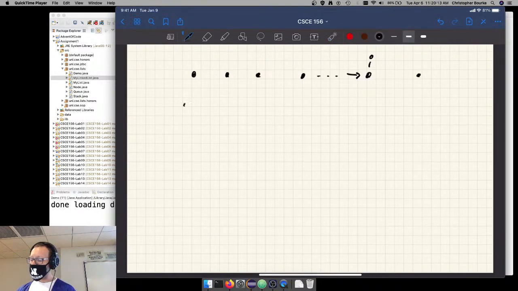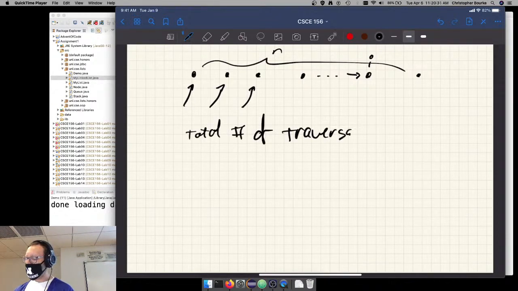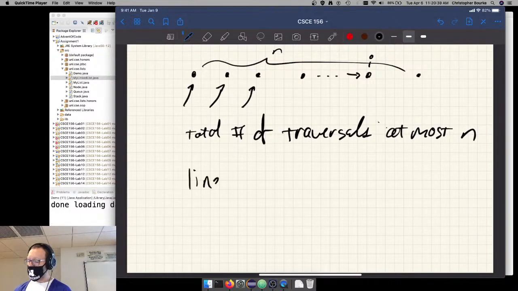We only ever traverse this one once. We only ever traverse this second node once. Only ever traverse this third node once. So how many nodes are there total again? N. So the total number of traversals should be, at most, n. Right? In other words, this is a linear algorithm.